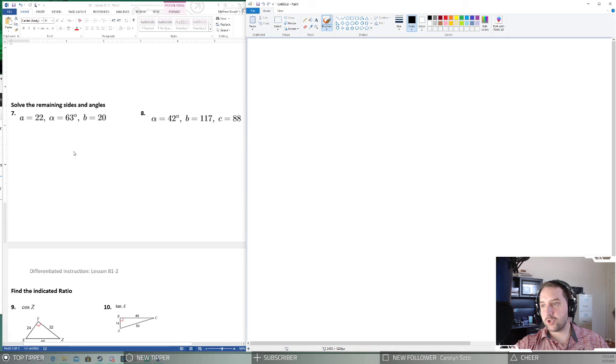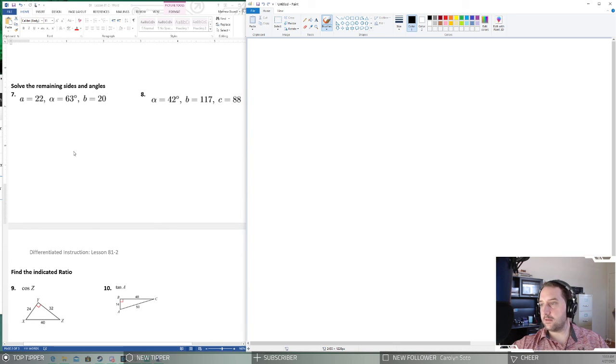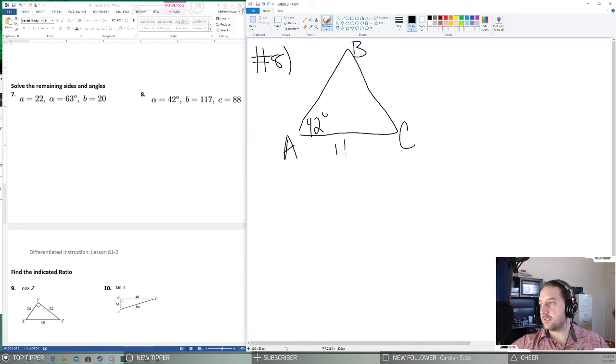All right, solving the triangles. Let's look at number 8. So this is going to be law of sines and law of cosines. I have to draw out my triangle to determine which one it is. So A is 42 degrees, my B is 117, and my C is 88. Because this is side angle side, it's going to be the law of cosines.